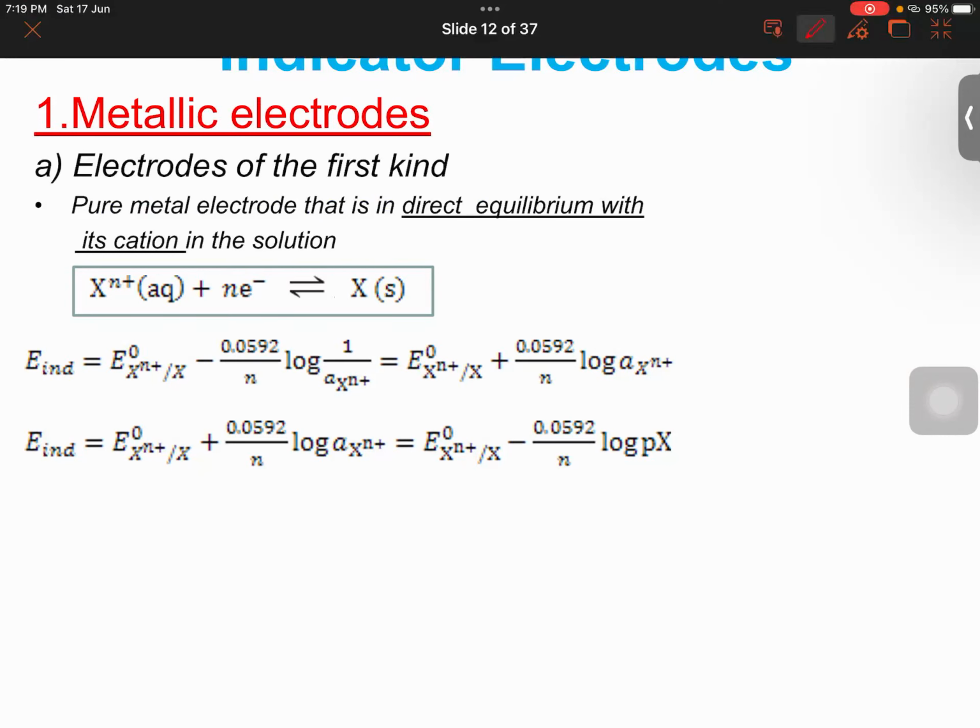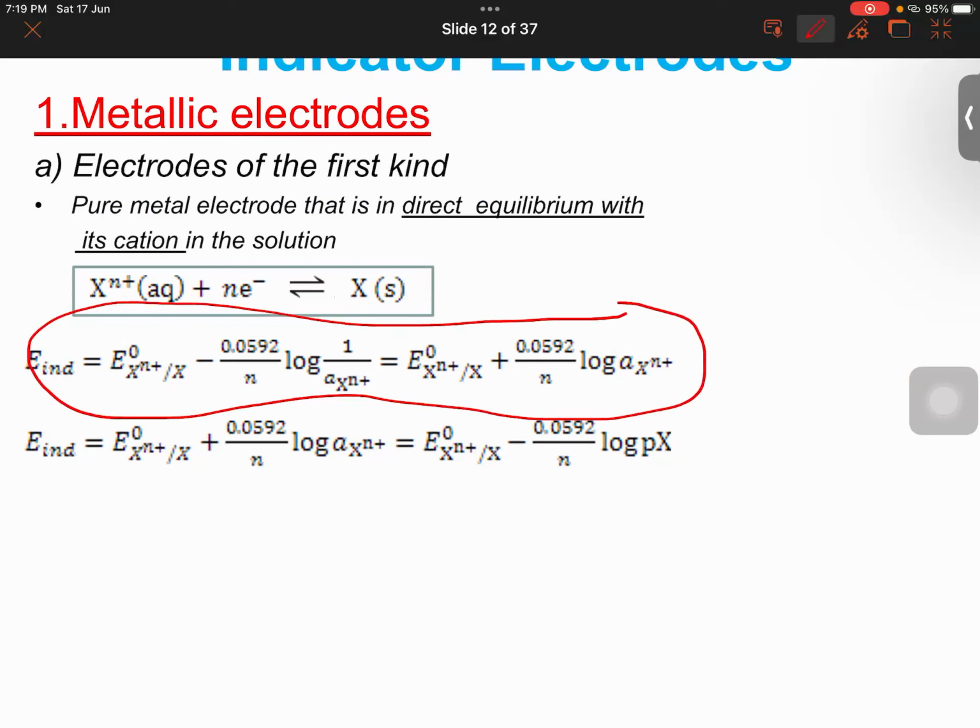And this is the Nernst equation, okay, involving the reduction of the cations that is involved in the main reaction. And this is the activities. Okay, A is the activities representing the concentration of the ions or cations.